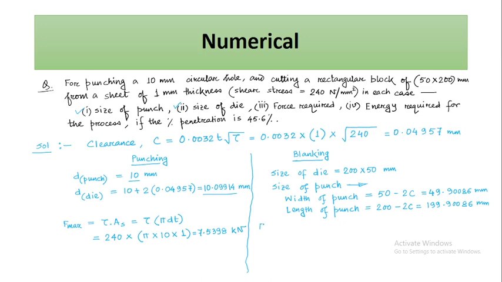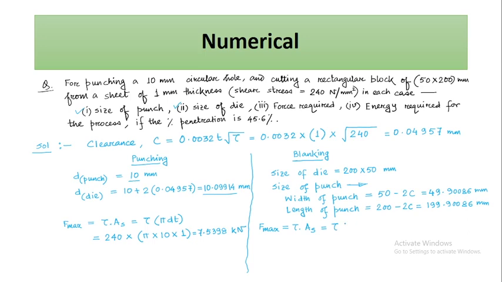Similarly, for the blanking operation, the maximum force required for the shearing action will be the same formula, tau into the sheared area. But in this case, the sheared area will change.